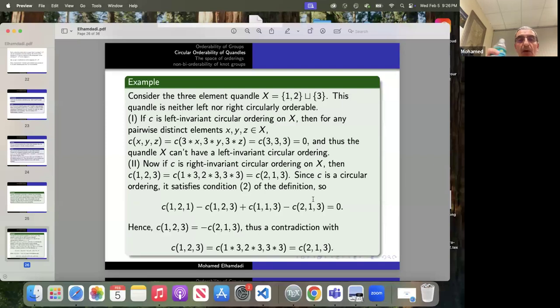We looked at the small quandles of cardinality 3. This is the second quandle of 3 elements, basically the set {1, 2, 3}, where the quandle is given by its right multiplications: right multiplication by 1 is the identity, right multiplication by 2 is the identity, and right multiplication by 3 is the transposition (1 2). It swaps 1 and 2. This quandle is neither left nor right circularly orderable.